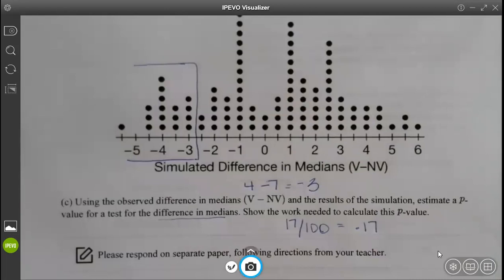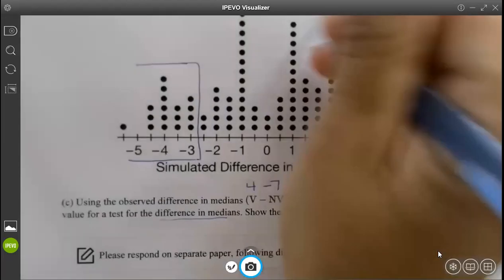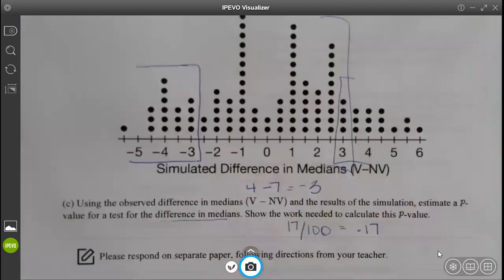Partially correct if the response uses -3, but not less than -3, which is what some of you did and got 0.04. So I did see some 0.04, so that's good. You're on the right track. Just make sure you do the less than as well. Or partially correct if the response indicates that the observed difference of means is 3. How would you get 3? Instead of -3, you reversed them. You see what I'm saying? And then you guys did this side. Does that make sense? Or maybe you even went from there down. All right. Partially correct if the response indicates the difference in means is -3 and counts 17 dots at -3 or less, but does not give an estimate of the p-value. So you didn't go ahead and divide by 100.